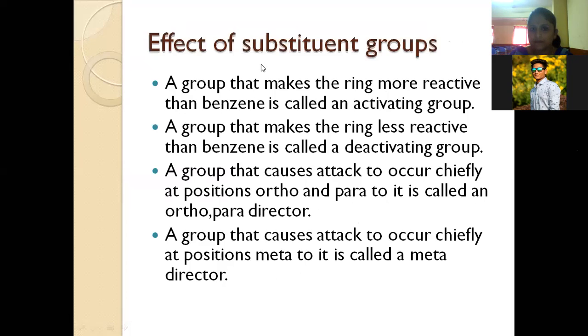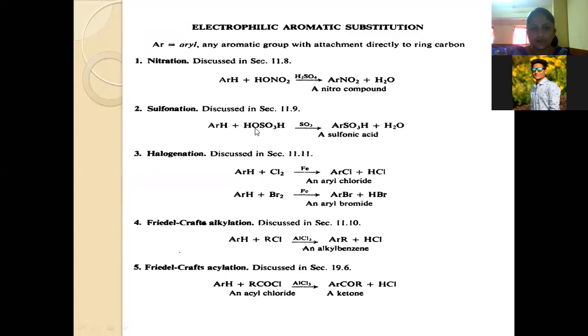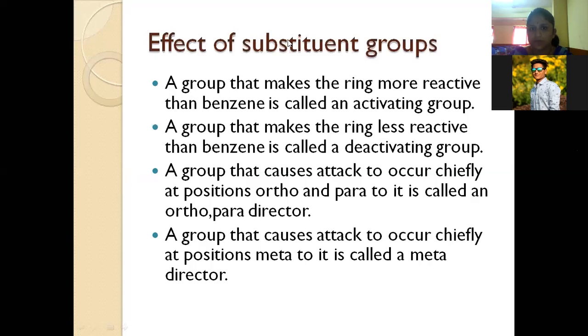Now, what happens, or how does the substituent group react? What are the substituent groups? These are nitro, sulfur, chlorine, bromine, alkyl chloride, and acyl chloride. These are all substituent groups. Now, how do they react? At what position will they react? This we are going to see.